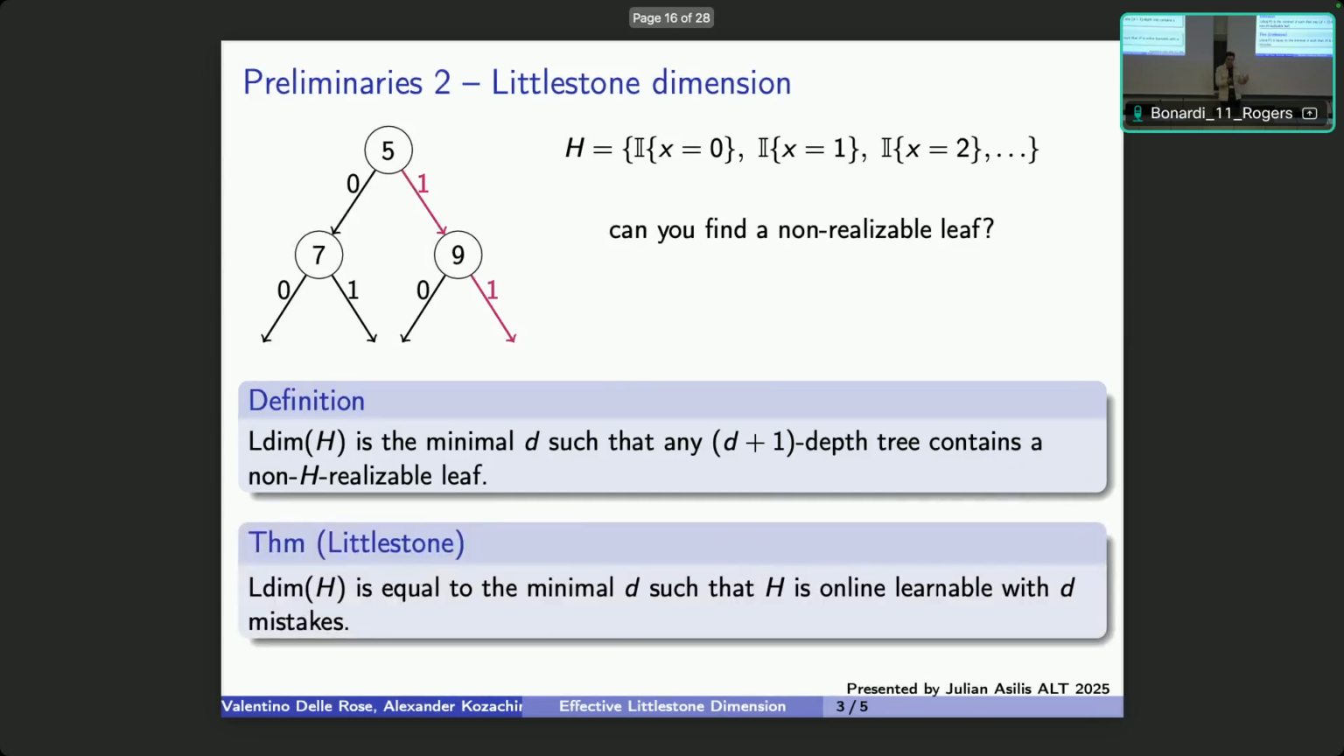And by a classic result of Littlestone, as I'm sure you're familiar, the Littlestone dimension is exactly the smallest mistake guarantee that you can actually achieve. Okay, and so this is in the classic setting where a learner is just some kind of abstract mathematical function.